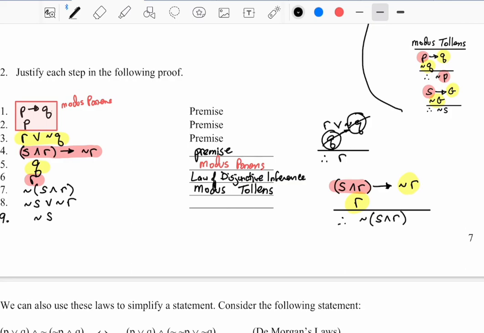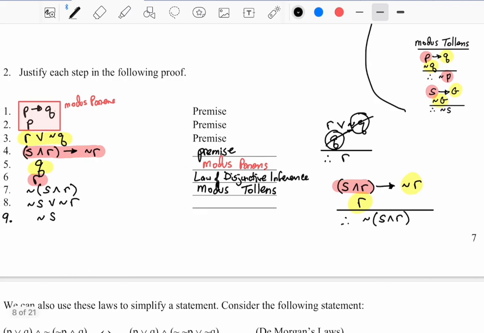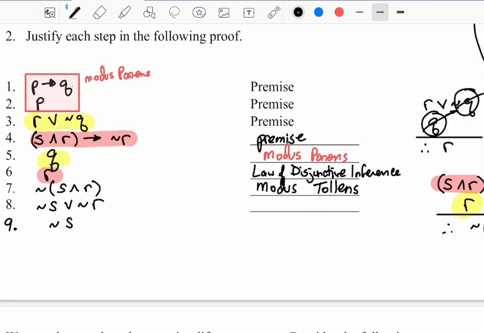Now the next one we talked about before. We actually talked about it with Venn diagrams, and we talked about it again earlier in class. If you're negating an expression that involves an and or an or, you negate each part. So S becomes not S. R becomes not R. And becomes or. So we flip everything. That's an example of De Morgan's laws.